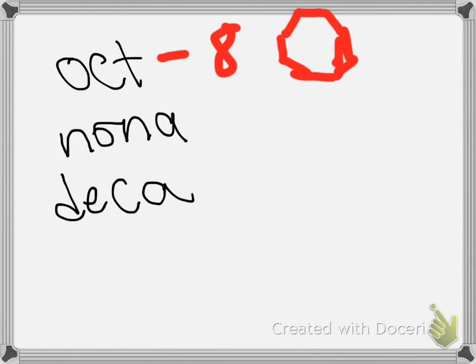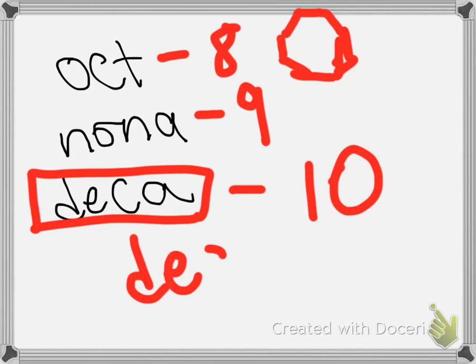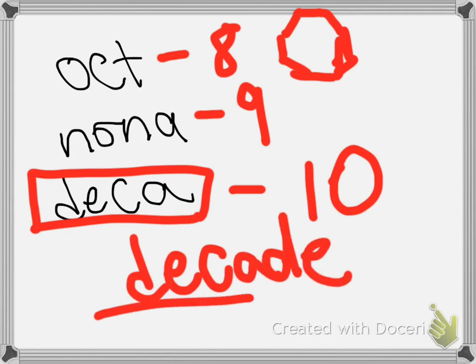Octagon. A nona. I've never seen this one asked, but this is 9-sided. Deca. This one is important for y'all guys to know. Decagon has 10 sides. Like a decade. Think about that prefix, decade. Has the prefix deca. Decade equals 10 years. So, decagon has 10 sides.